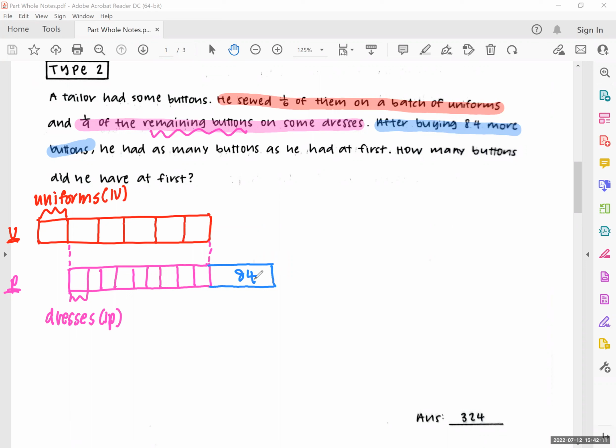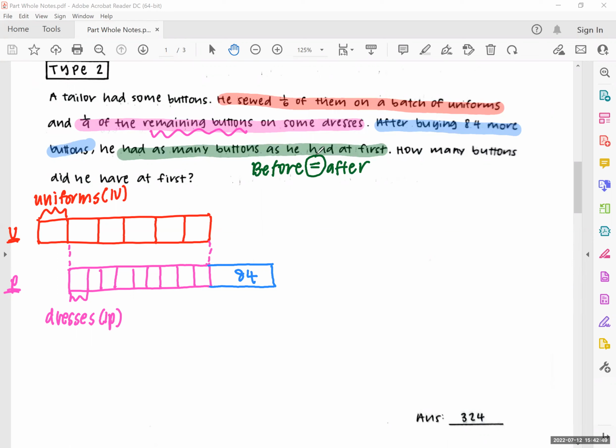The key thing here, I'm going to highlight in green, the 4th color, is that he has as many buttons he had at first. So what are they trying to tell you? They're trying to tell you that now my before and after is the same. And in math, how to show that it's the same? What do we put? Equal. Yes. In math, when you want to say that it's the same, we put an equal sign to show that before and after is the same.